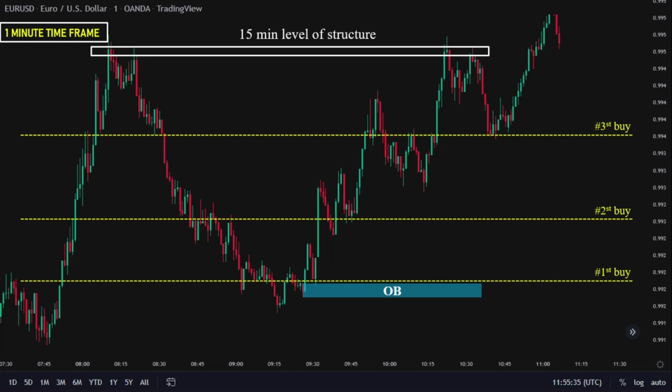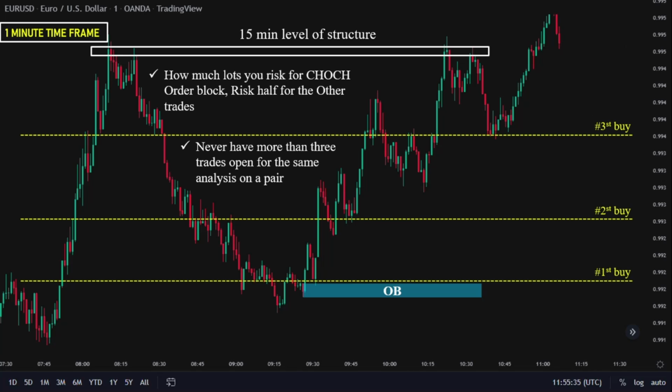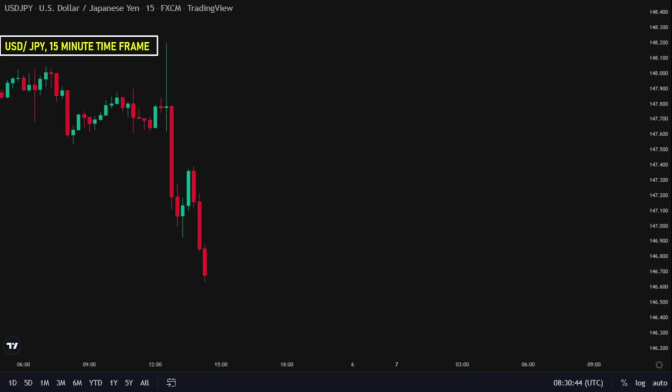Placing orders after orders is optional, and you should never do it until you have gained sufficient skill and confidence. Always keep in mind that whatever position size you risk for the change of character's order block, you must risk half of that amount for the next trades. In addition, never have more than 3 open positions for the same analysis for a pair. Let's look at some more examples now.